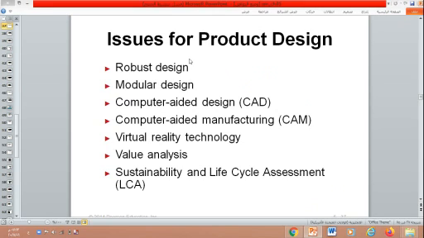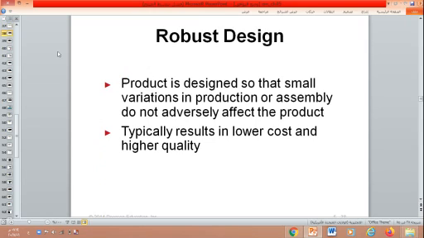Issues for product design. After developing an effective system for the product and organization structure for product development, we have several issues related to product design, such as robust design, modular design, computer-aided design, computer-aided manufacturing, virtual reality technology, value analysis, sustainability and life cycle assessments. Those issues of product design will be explained in more detail in the next slides.